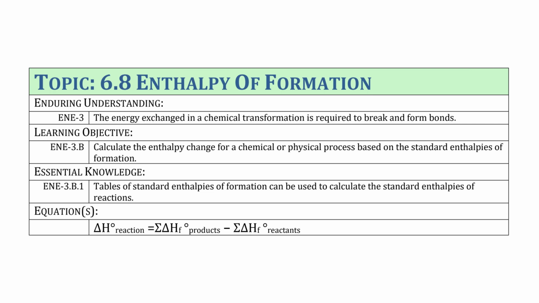The objective for this topic is to be able to calculate the enthalpy change for a chemical or physical process based on the standard enthalpies of formation. You can have an equation: delta H standard of a reaction equals the sum of the delta H standard for the products minus that of the reactants.